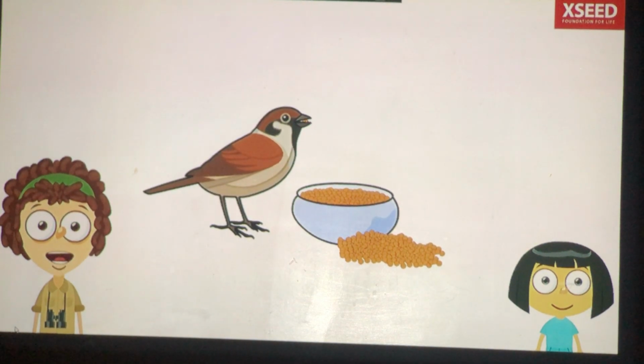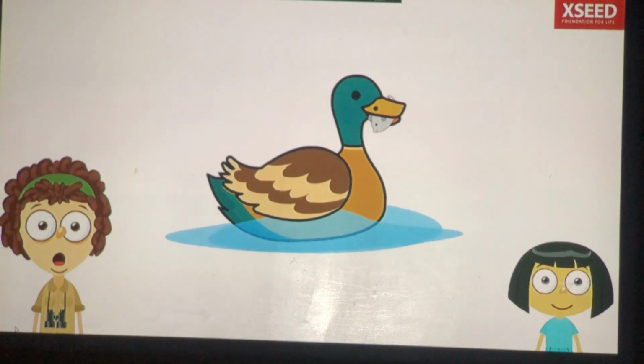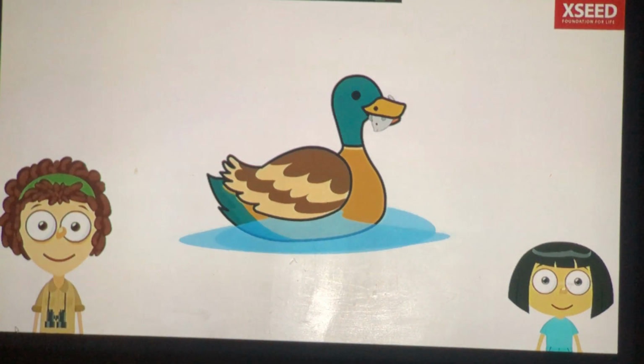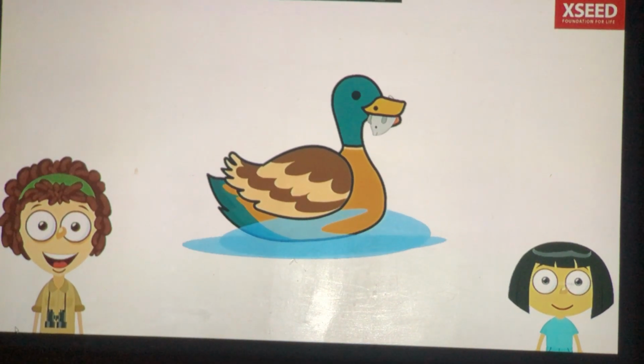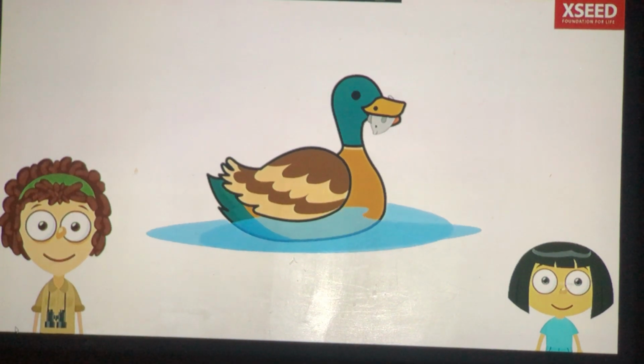Sparrows have small and pointed beaks, which they use to eat grains. The paper ball could be thought of as a grain. Ducks have flat and broad beaks, which they use to eat fish and worms. The straw and the stick here could be thought of as fish and worms.